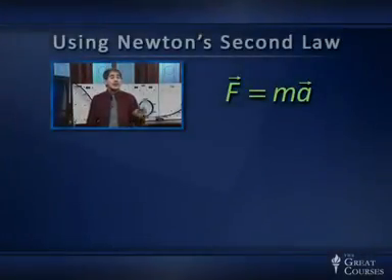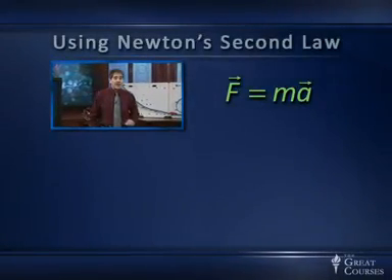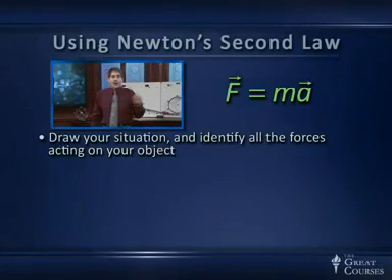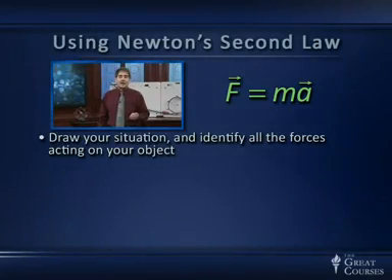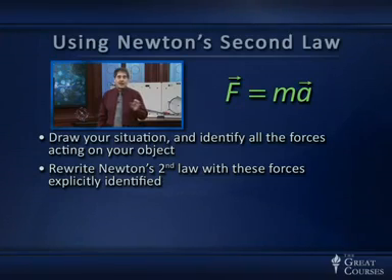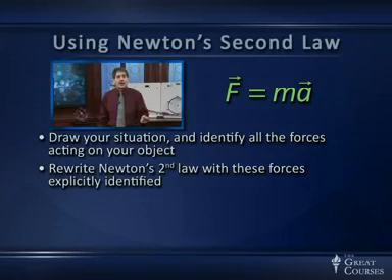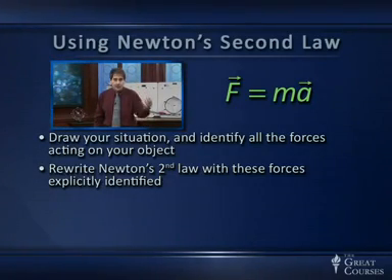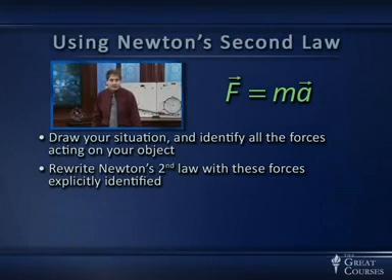So the first thing we do to use Newton's second law is to write down Newton's second law. F equals ma. Vector F equals m times vector a. Then we draw the situation. We identify all the forces acting on the object, all the real physical forces. We rewrite Newton's second law with these forces now explicitly identified. What are the physical forces acting in this particular situation? Make sure you got them all identified. Make sure you add them up to represent the net force on the left-hand side of Newton's second law.